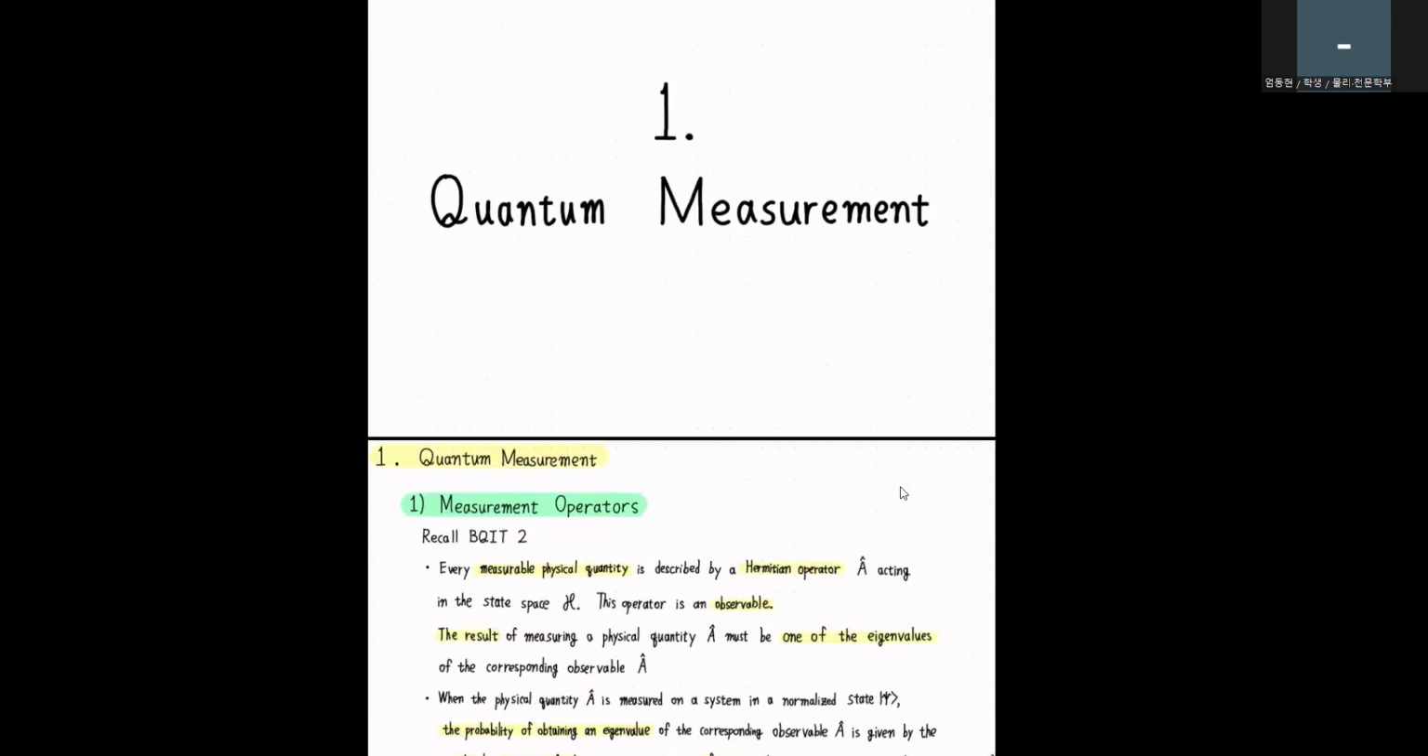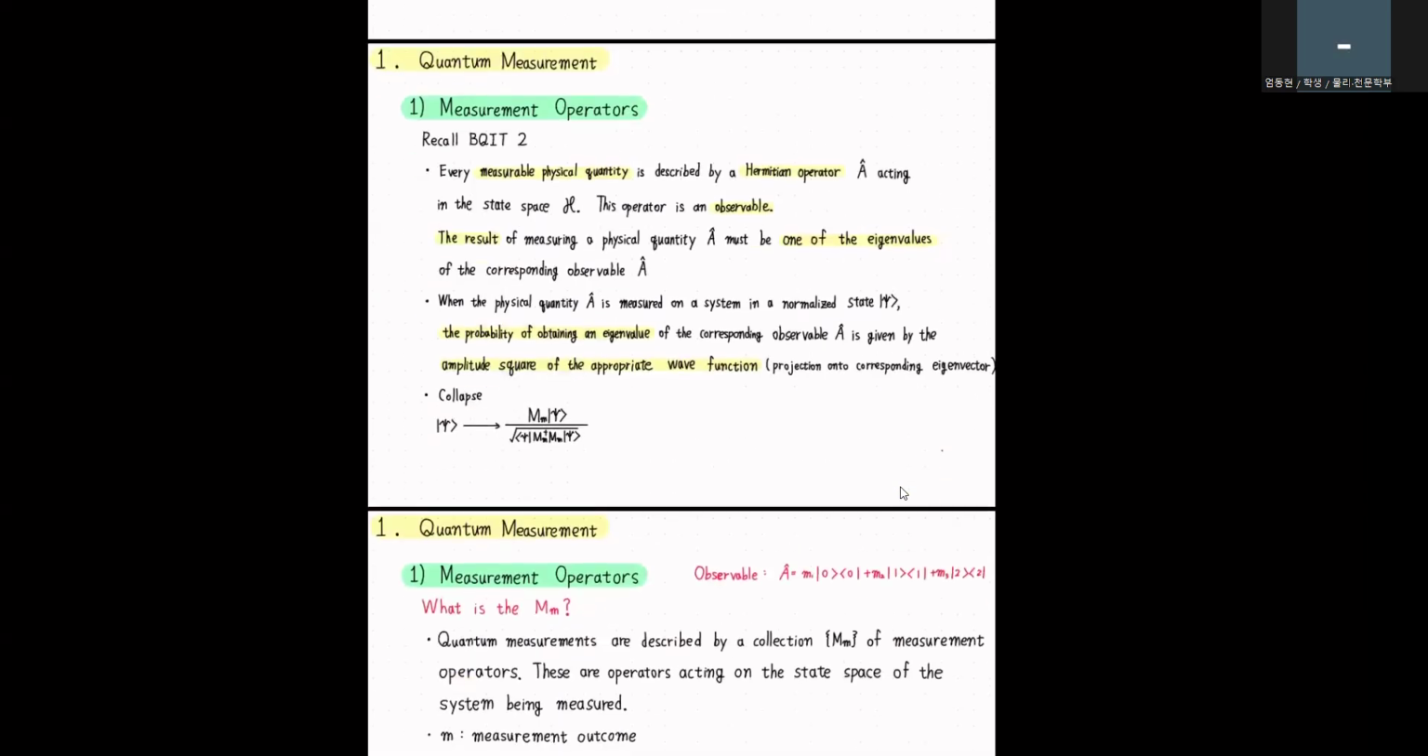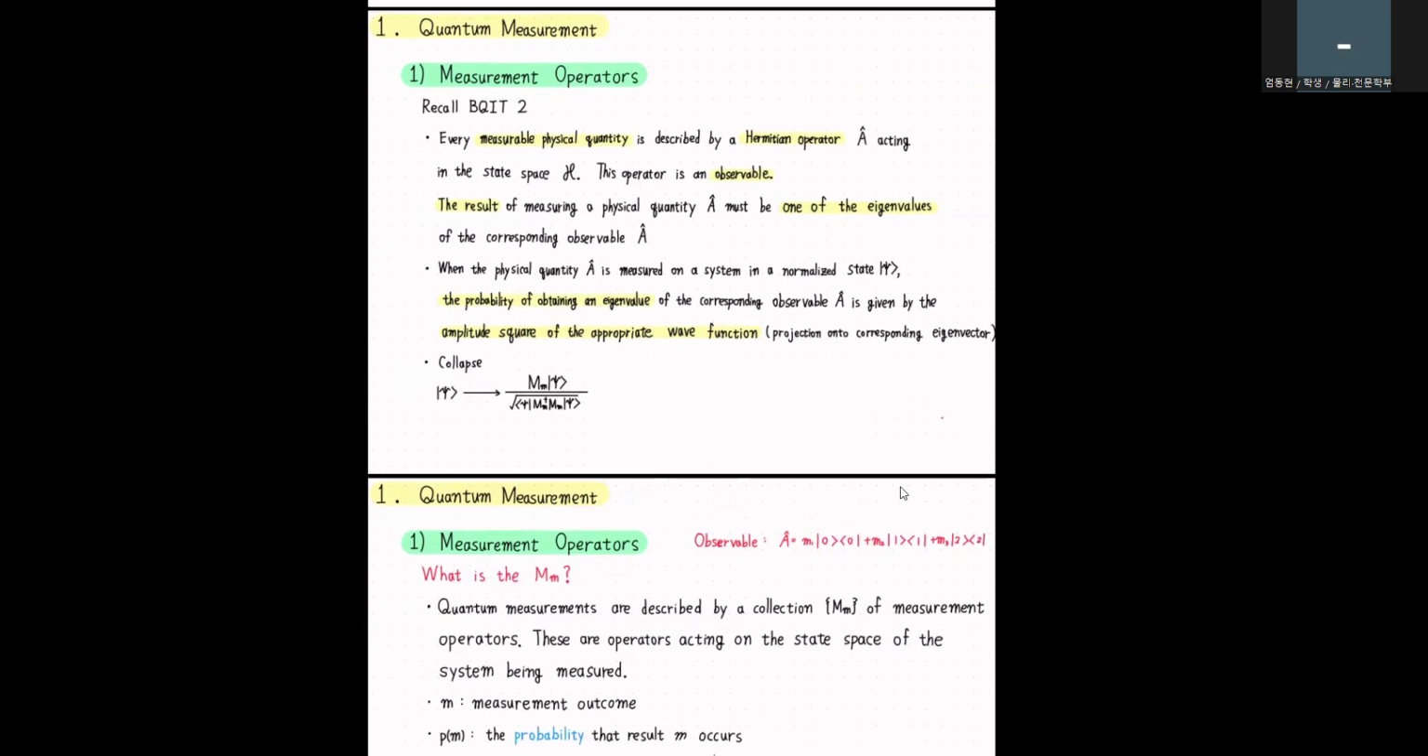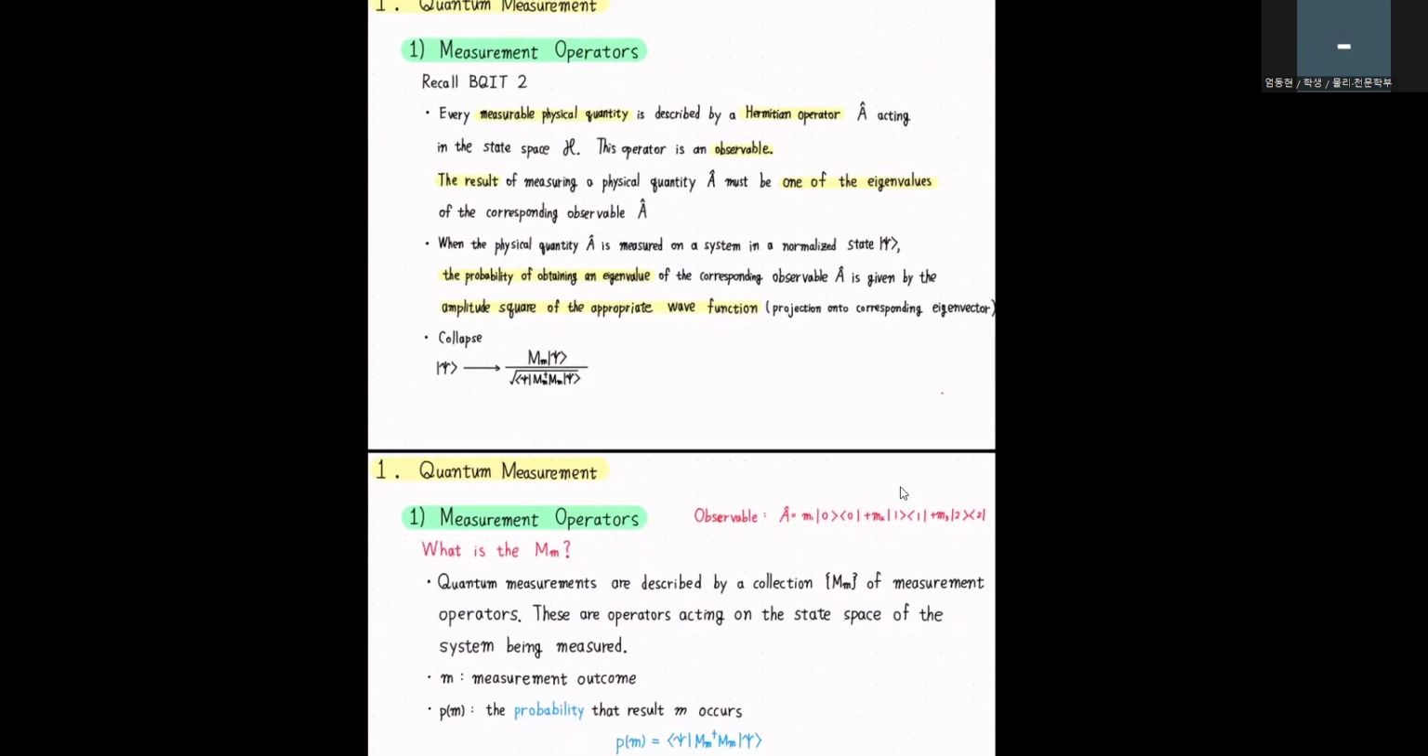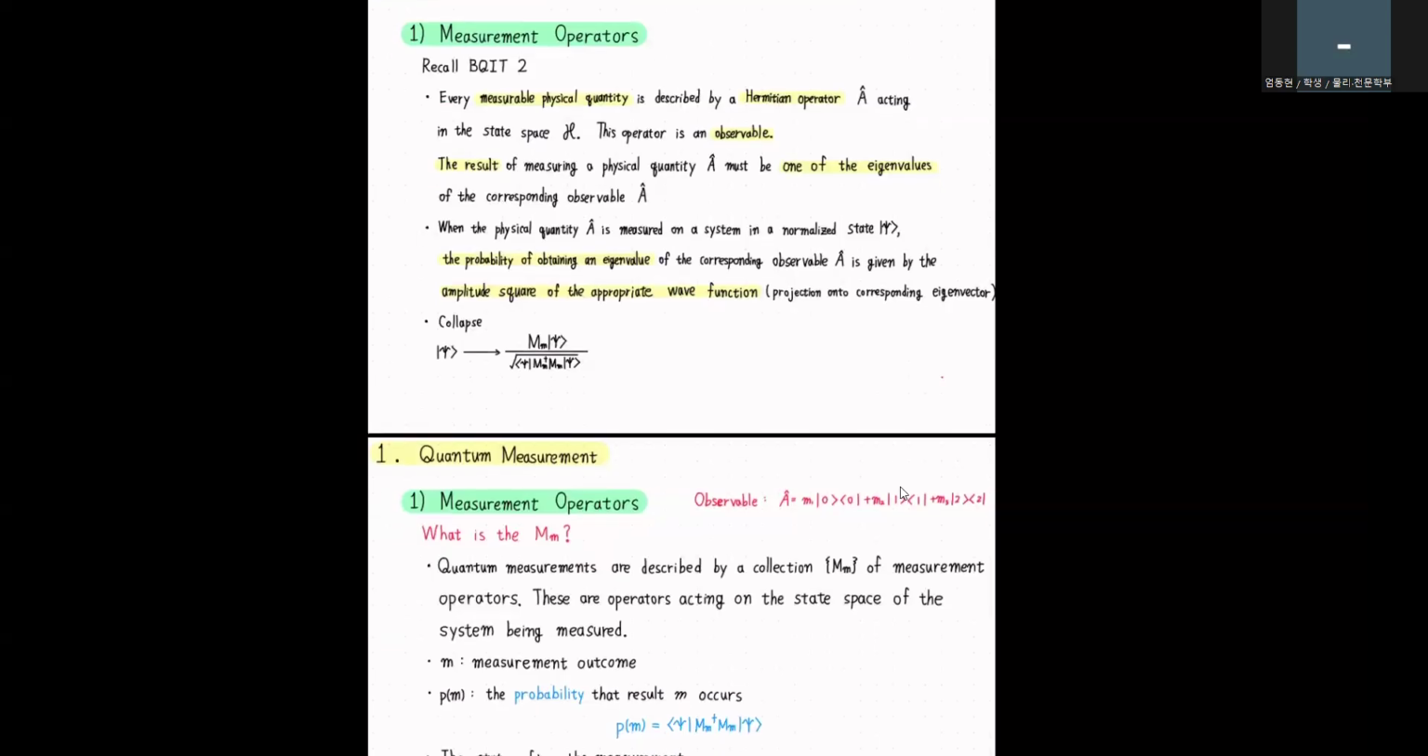So the first topic we'll cover is quantum measurements. If you recall from the second lecture, every single measurable physical quantity in quantum mechanics is described by a Hermitian operator A, which acts in the state space H. And this operator is an observable. The result of measuring such a physical quantity must be one of the eigenvalues of this observable. When the physical quantity is measured on a system in a normalized state psi, the probability of obtaining an eigenvalue of the corresponding observable A is given by the amplitude squared of the appropriate wave function, or the projection onto the corresponding eigenvector of A.